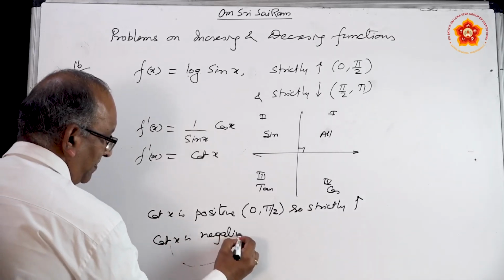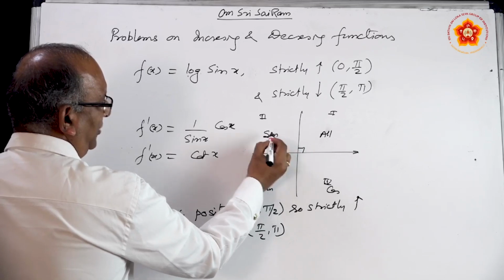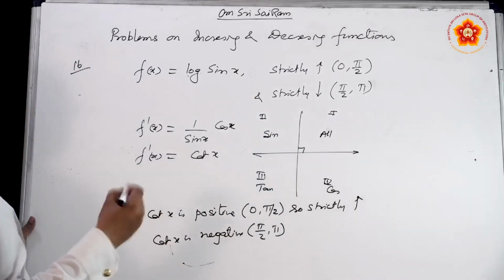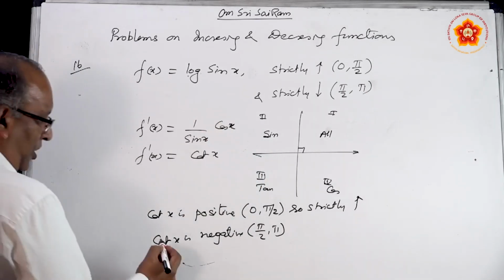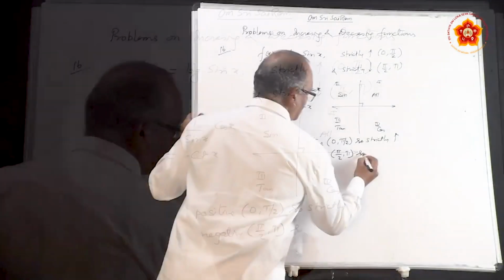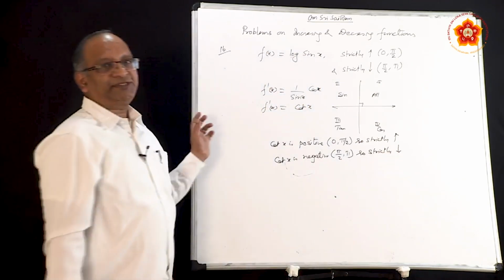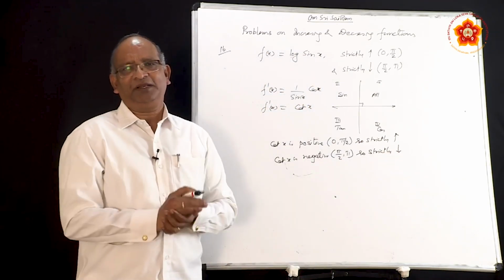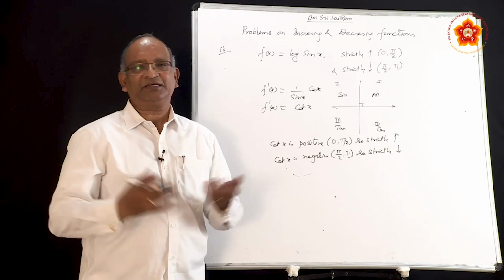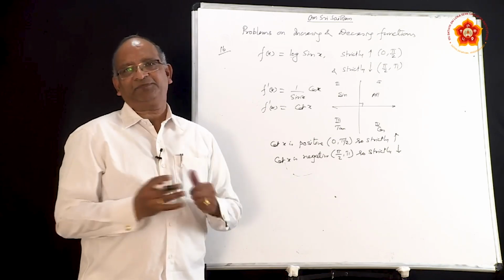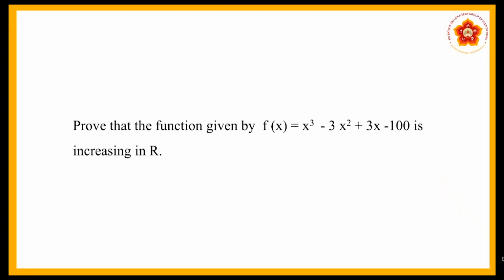Cot x is negative in the interval pi by 2 to pi. Why? Because in the second quadrant only sin theta is positive and its reciprocal cosec theta is positive. Rest all trigonometric functions are negative, cot x is negative. So, strictly decreasing. So, this is how we solve this very simple problem. The function can be cot x, function can be sec x, function can be cosec x, we can discuss about it. We conclude this particular subtopic with one last problem of this exercise.